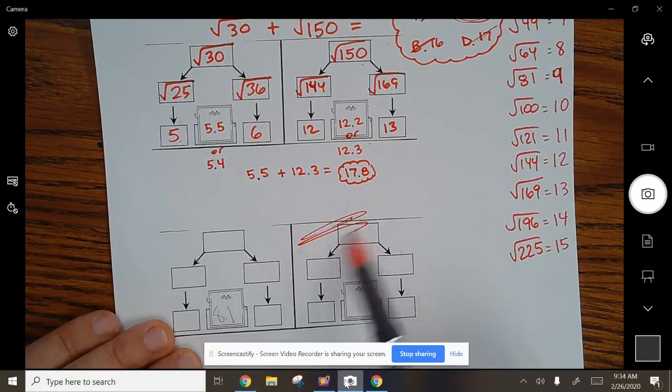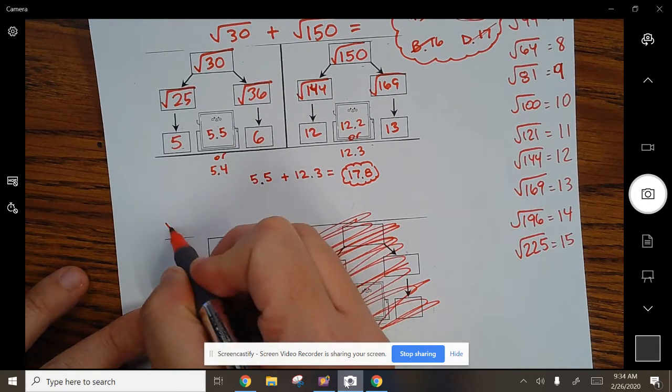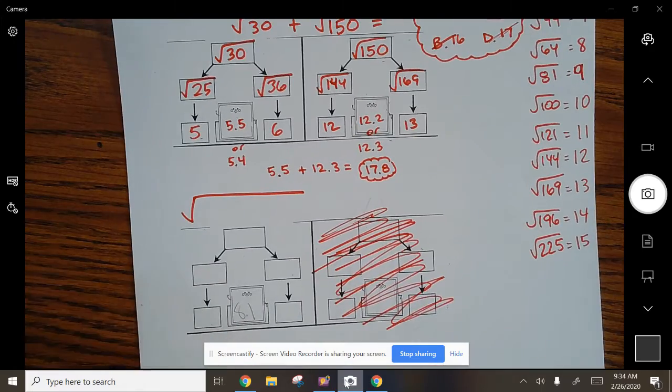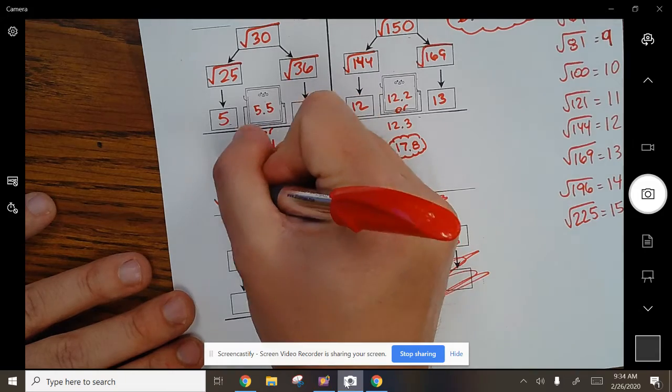I'm going to cross this out. This isn't going to be needed. And the last problem is kind of interesting. I'm going to put a big square root sign. And then you're like, Mr. Mercic, that looks weird. I know, it does. But pay attention to what's going to happen.